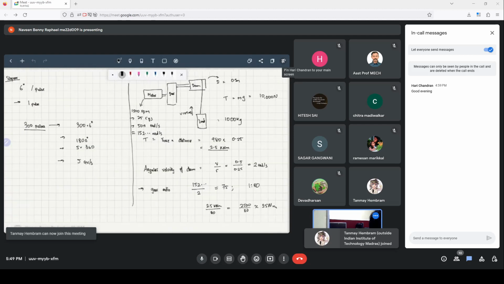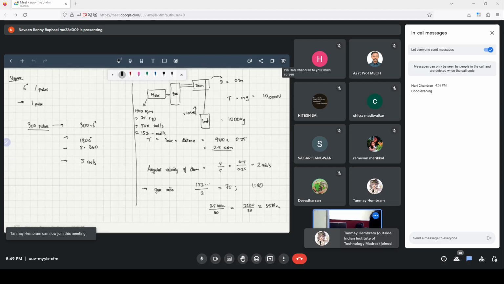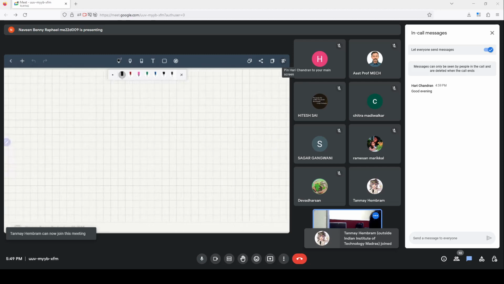If this load was accelerating, then you have to include the moment of inertia of the drum and the moment of inertia of the other components, and that means that you have to use this formula, that the effective moment of inertia is n squared into I. And this was derived in the earlier classes. This is derived in the first class, if I remember correctly.